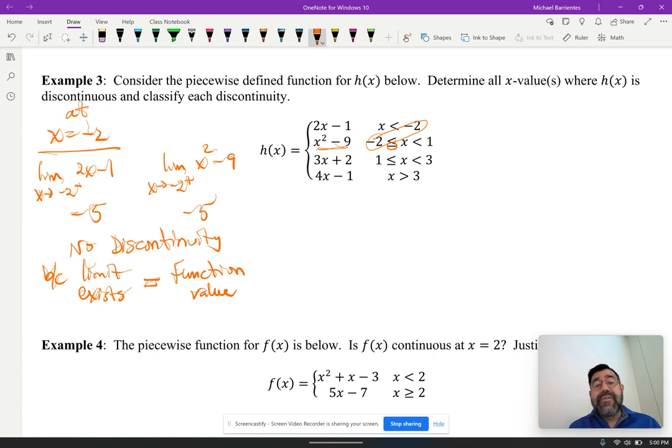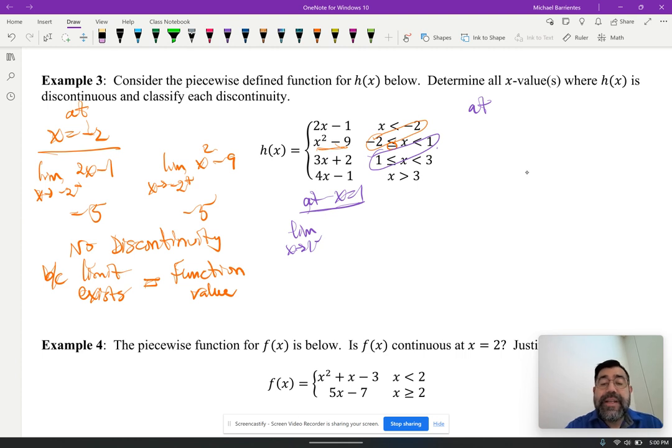You'd be surprised how on the exam it doesn't always happen, right? Because they're trying to see if you really understand what's going on and are testing everything. So I'm going to look at the next x value. The second piece stops at 1. The third piece starts at 1. So I'm going to say at x equals 1, once again, I'm going to take the limit as x approaches 1 from the left of this function.